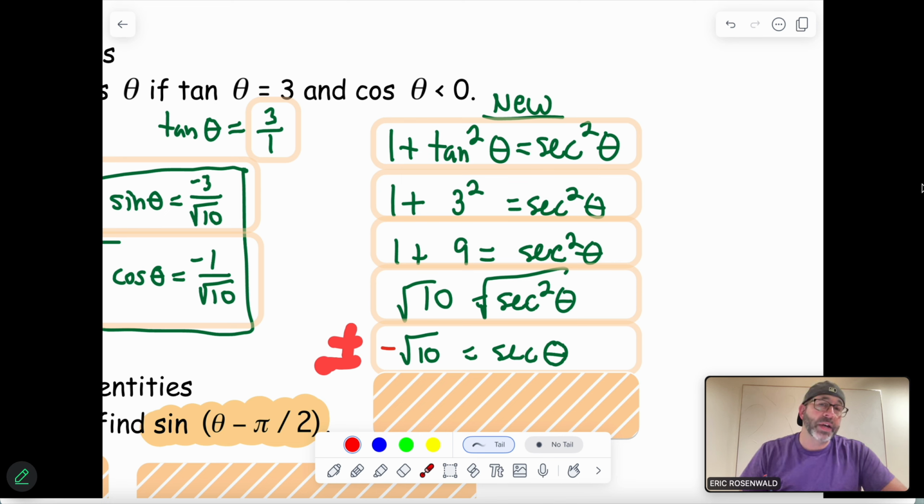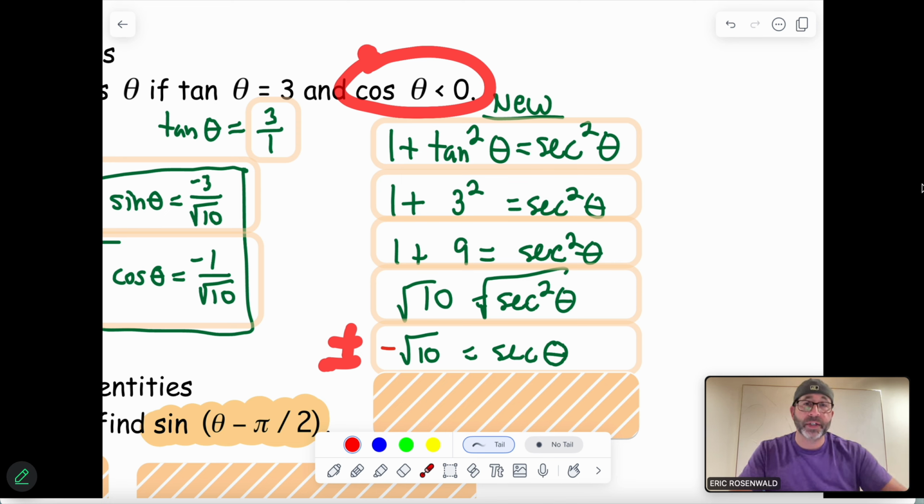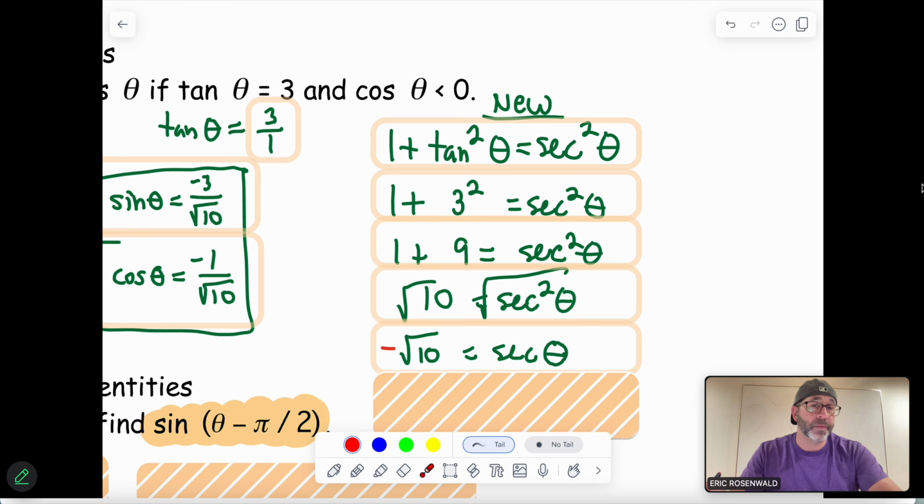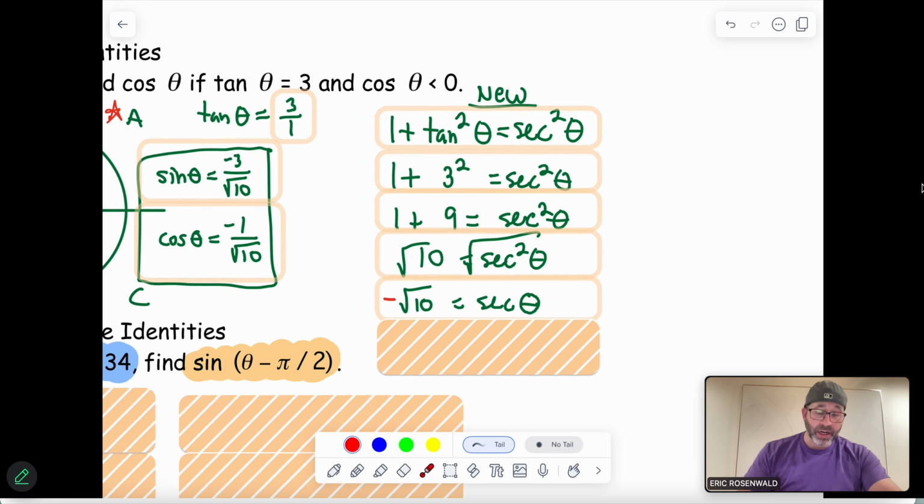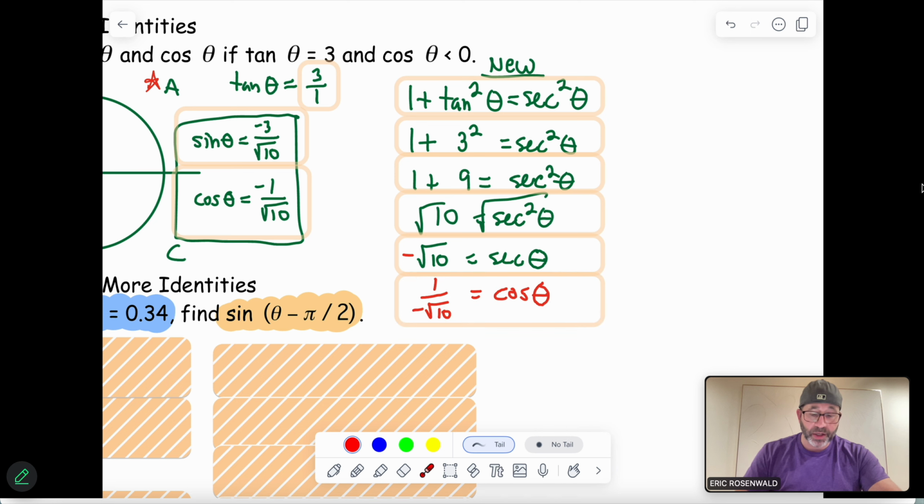But the issue is that we know in this problem that cosine has to be negative, and we know that secant is the reciprocal of cosine. So if my cosine has to be negative, that means that secant also has to be negative. And so that means instead of us using positive negative, we just say negative √10. So if I say, all right, well, what's the cosine of this situation? We know that cosine is just the reciprocal of this, okay?